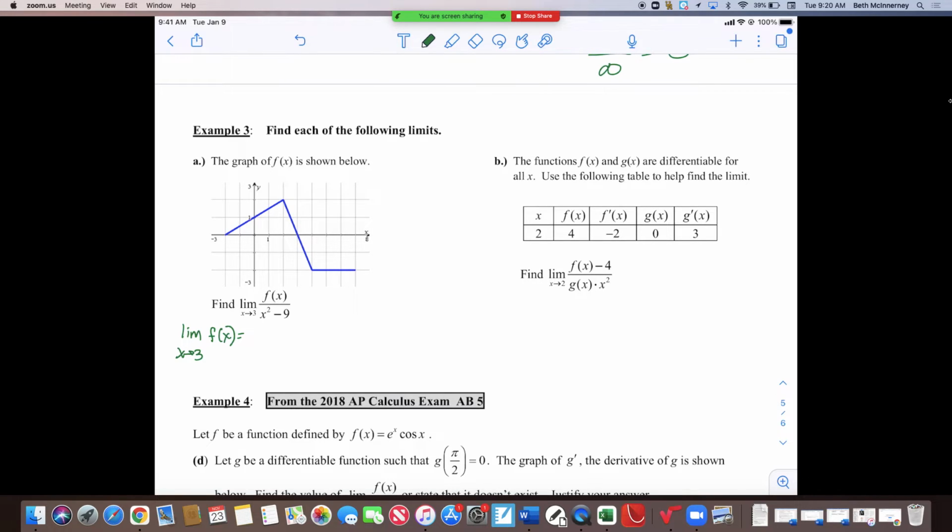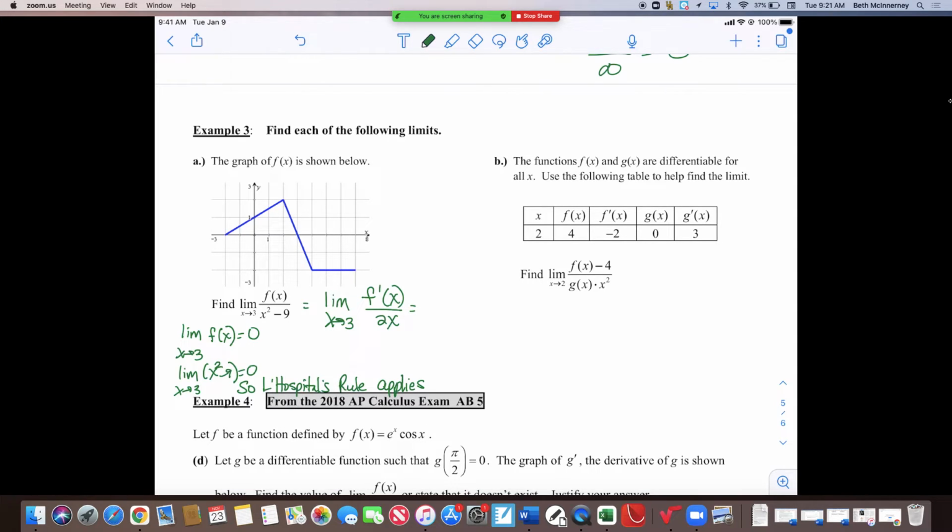Well, what is the limit as x approaches 3 of f of x? 0. And then my limit as x approaches 3 of x squared minus 9, that's 0. So L'Hopital's rule applies. So I could say this is the limit as x approaches 3. Watch this. f prime of x over 2x.